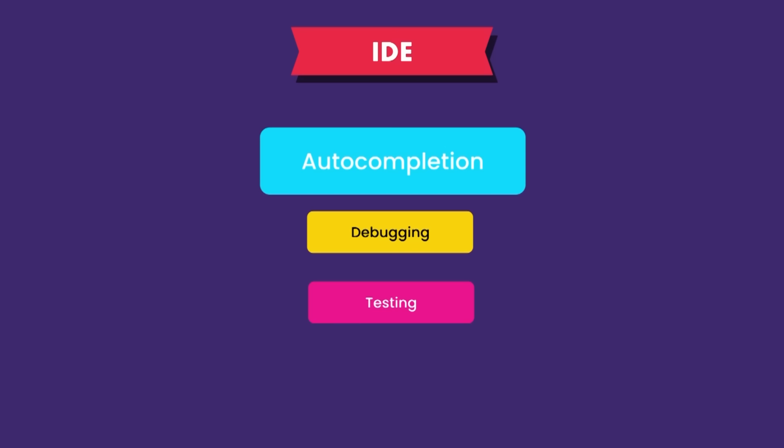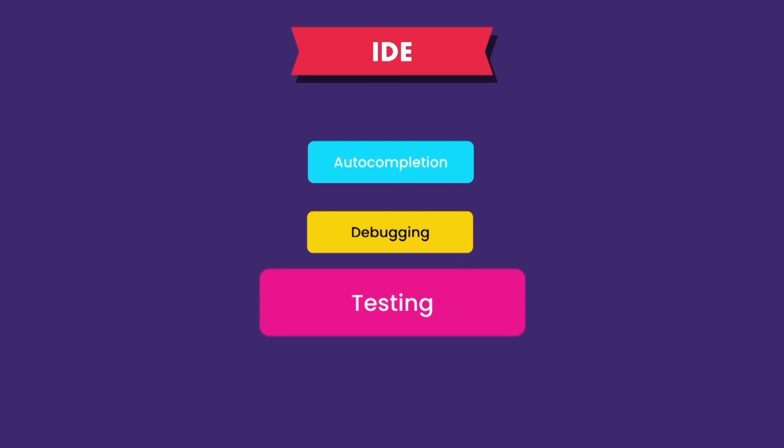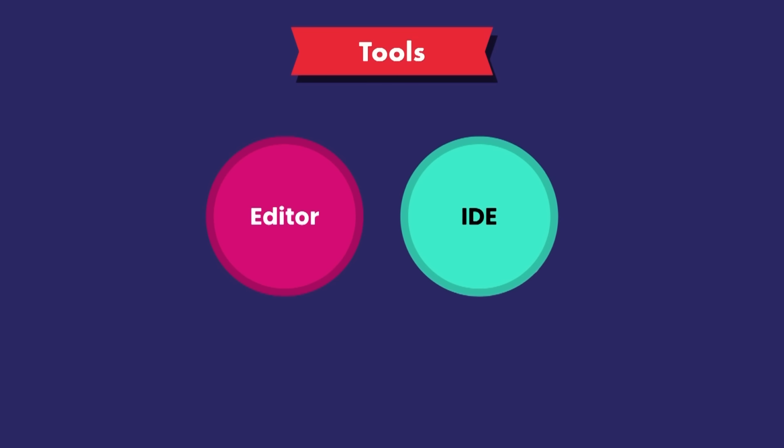It also gives you additional features like debugging, which means finding and fixing bugs in your programs, testing, and so on. For both code editors and IDEs, there's so many options out there. The most popular code editors are VS Code, Atom, and Sublime. You can use the code editor that you prefer. In terms of the IDEs, again, there are so many options out there. The most popular one is PyCharm.